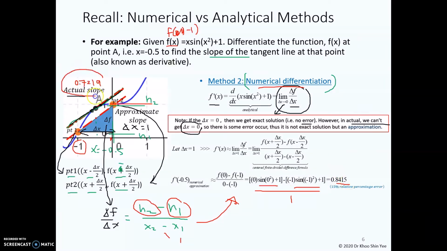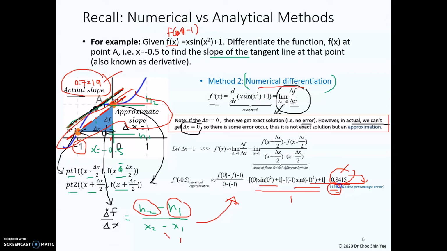Compared to the actual slope result, which is equal to 0.7219, the approximation slope by using the numerical method here has some error, which is equal to 15%. This percentage can be computed by taking the actual solution minus the approximate solution, divided by the actual solution, multiplied by 100%. Then you should get around 15% error.